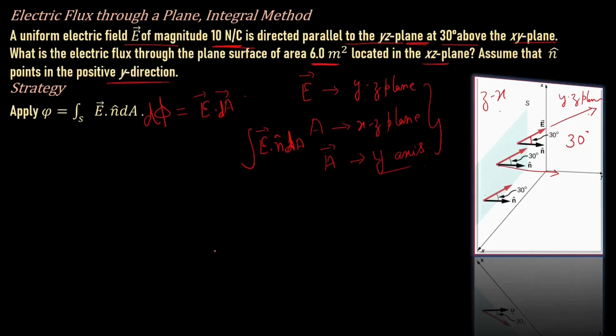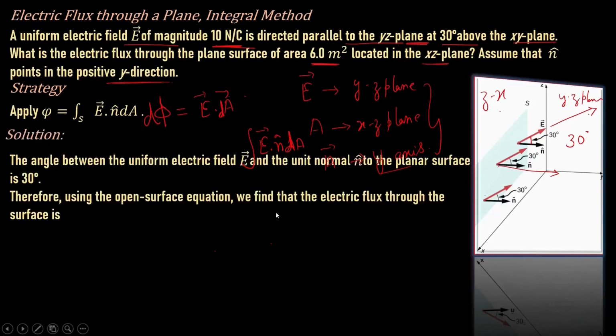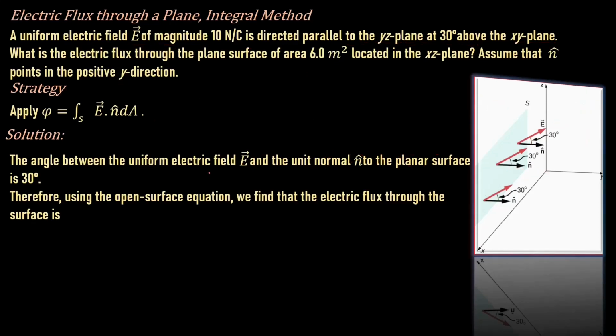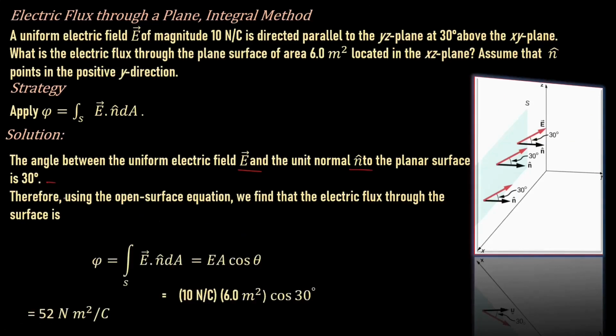Here the magnitude of the electric field and the area vector are fixed. The angle between the electric field and the normal vector is 30 degrees. Therefore, again using the open surface equation, the flux is the integral of E dot dA, that is, EA cos theta. Now the only thing left is to put in the magnitudes. This part I have already explained.